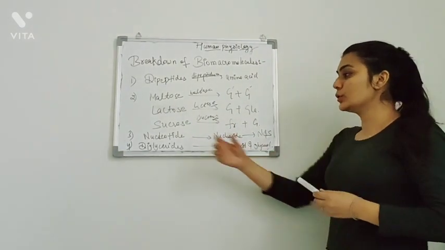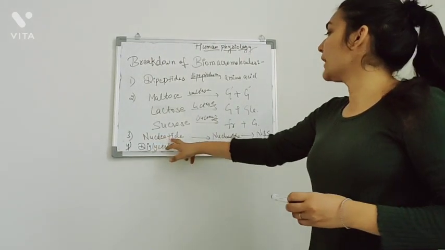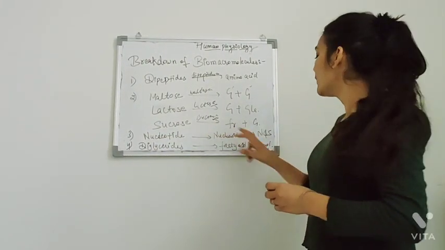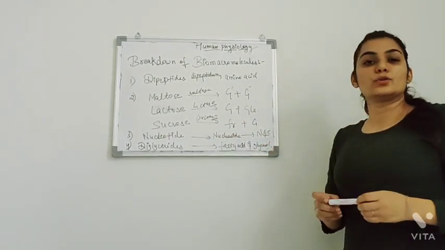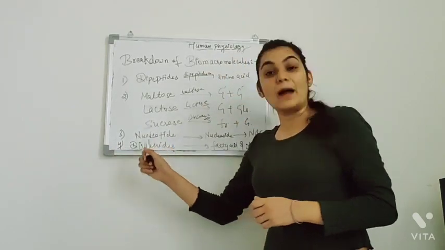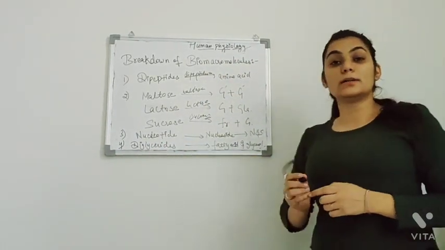After that, nucleotides are also digested further. The nucleotide breaks down into nucleoside, and the nucleoside further breaks down into the nitrogenous base and the sugar. After that, the diglyceride, which is a fat form, also breaks down into fatty acids and glycerol.